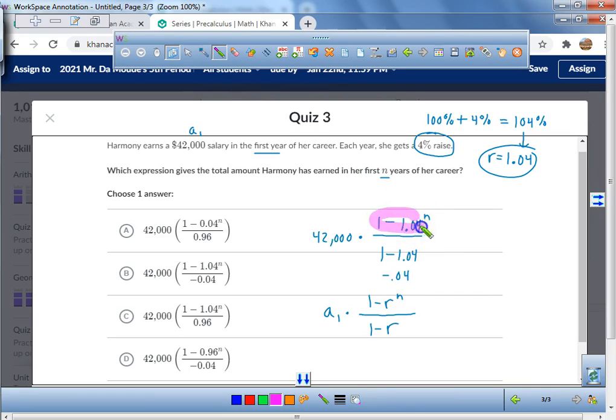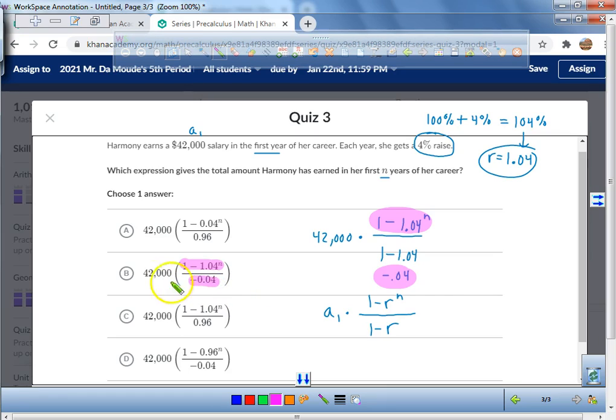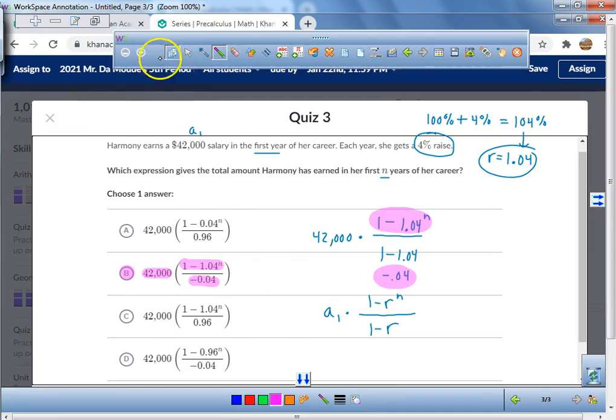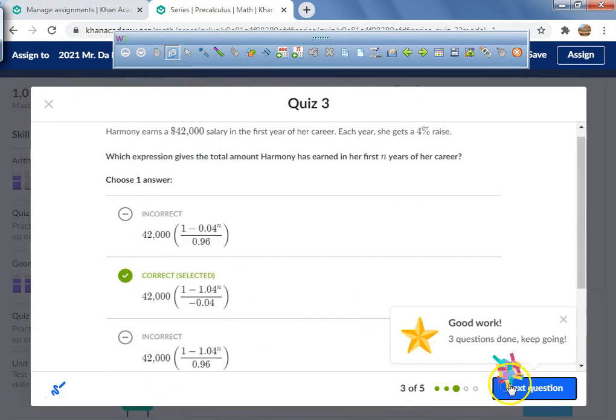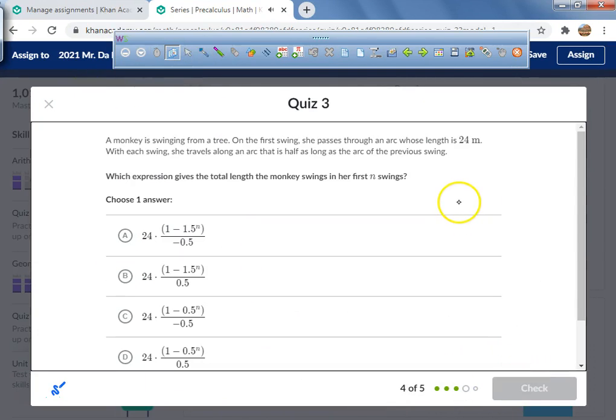So here's what I'm looking for. I'm looking for a numerator that has this, but a denominator that has that. All right, I think that looks good here. There's my A1. I'm going to choose this guy. Woohoo!